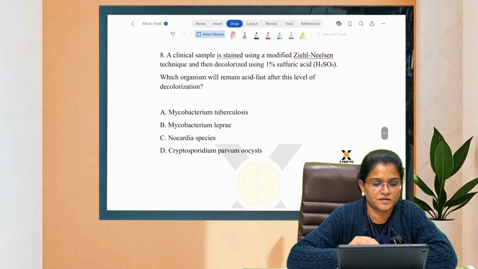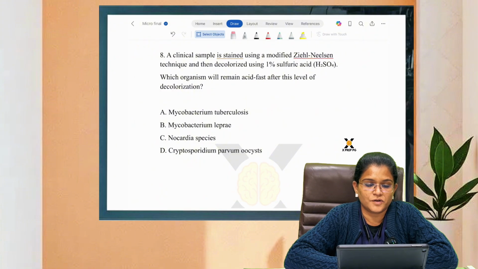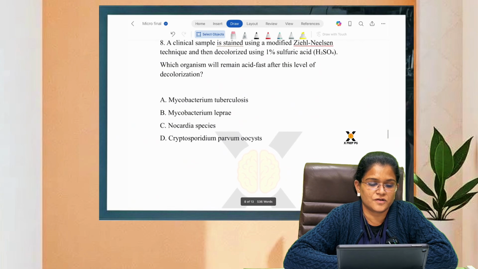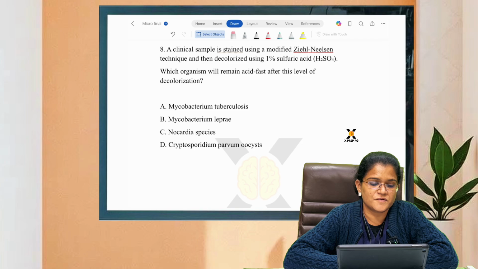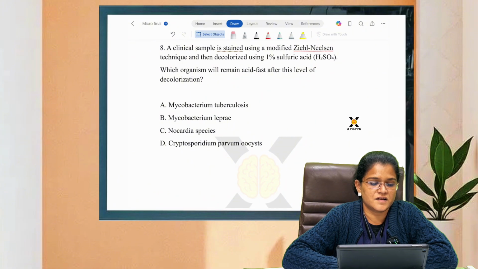Coming towards the 8th question, a clinical sample is stained using a modified ZN stain and then decolorized using 1% H2SO4. Which of the organisms will remain acid fast after this level of decolorization? Mycobacterium tuberculosis is acid as well as alcohol fast. Mycobacterium leprae is acid fast with 5% H2SO4. Cryptosporidium parvum oocysts are also positive but with 0.5% sulfuric acid, and option C, that is Nocardia species, is typically positive with 1% sulfuric acid. So here the answer is Nocardia species.